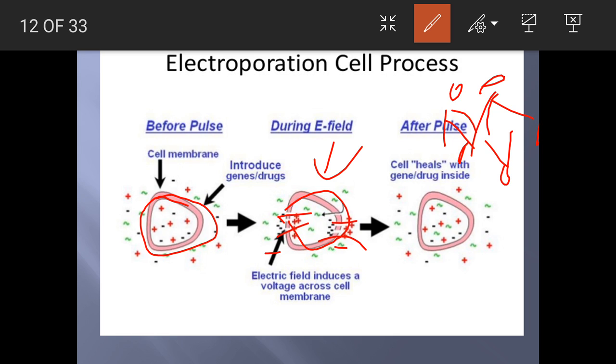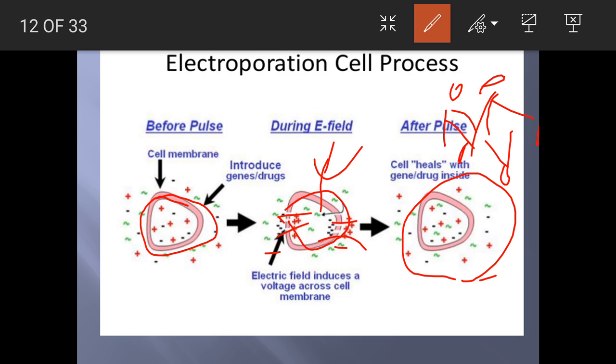So like this, the intact cell membrane becomes porous. Through this porous cell membrane, now the DNA or the genes can easily enter the protoplast. Now you can call this cell the recombinant cell, or you can call it the transformant, which has received our desired gene.